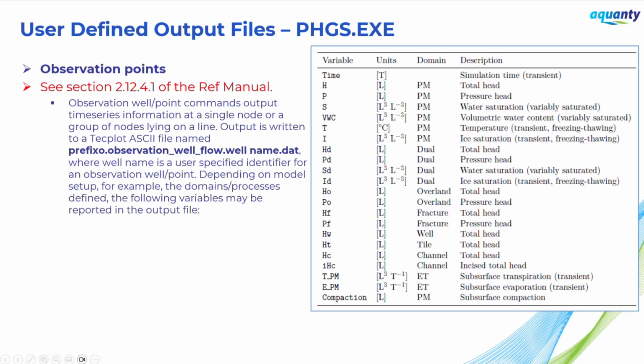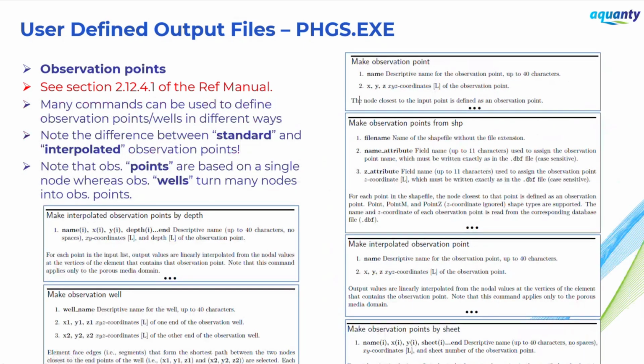There's observation points. It will typically flag an individual node, and a subset of the variables listed here will be recorded at every single time step, not just at user-defined output times, but at every time step. So there's many different ways of defining output or observation points. You can do them one by one. You can do them in batches. You can also define observation wells, which turn sort of groups of nodes into a single output file.